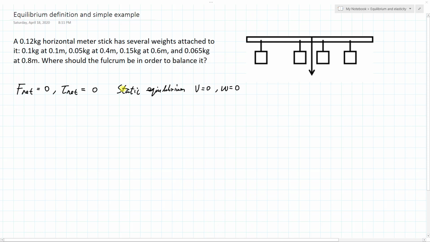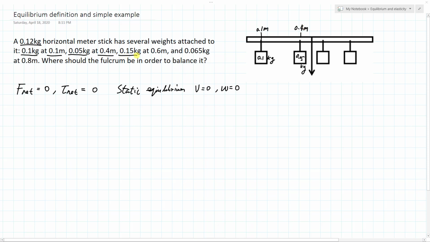On top we have a 0.12 kilogram horizontal meter stick. The meter stick has several weights attached to it. So 0.1 kilogram at 0.1 meter. So this one here is 0.1 kilograms, and this location is 0.1 meters. And then 0.05 kilograms at 0.4 meters. So this is 0.05 kilograms, and this is 0.4 meters.